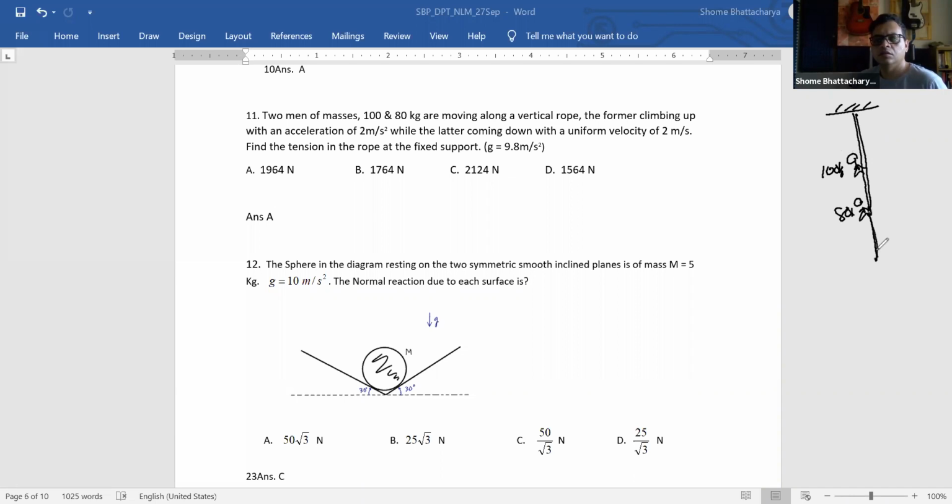Now what is happening is the 100 kg guy is accelerating upwards, isn't it? He's climbing up with an acceleration of 2 meters per second square. Whereas this guy is climbing down with a uniform velocity. So that means his acceleration is 0, but he has a downward velocity of 2 meters per second. Now, let's say this is person A and this is person B, so you make the free body diagram of person A.